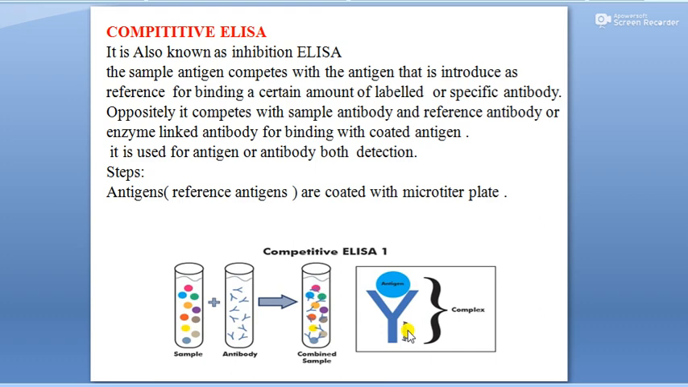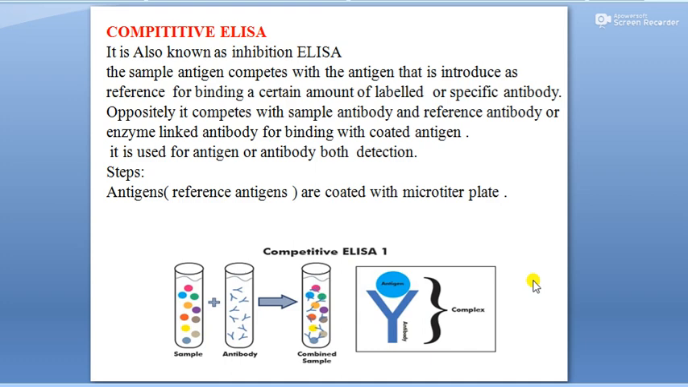Oppositely, the sample antibody competes with the reference antibody or enzyme linked antibody for binding with the coated antigens. That means here there is a competition between two antibodies for one type of antigen, right? It is used for both antigen and antibody detection. In case of both detection, we can use the competitive ELISA. So let us see what steps are involved in this competitive ELISA. Let us see the steps.